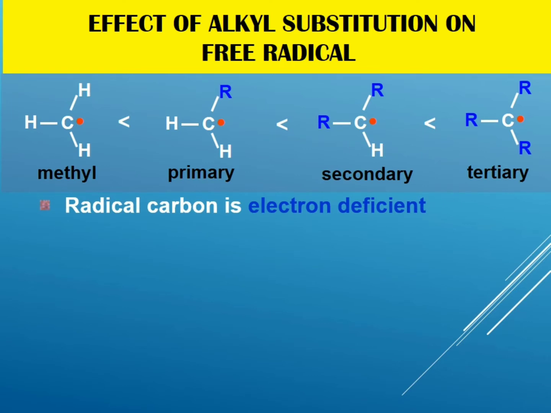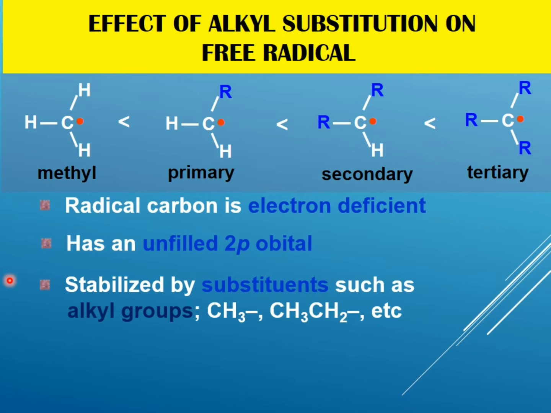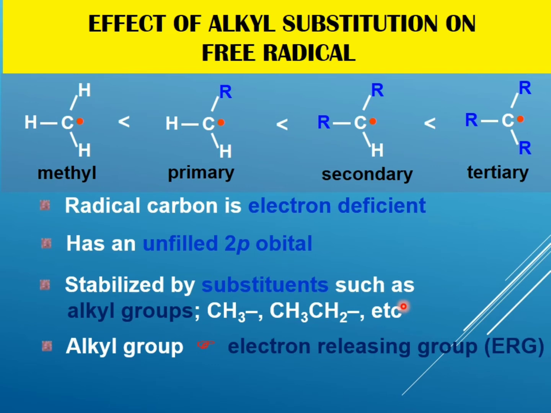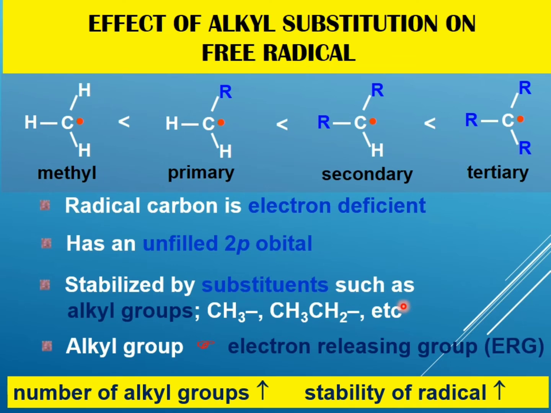As we know, a carbon free radical only has one electron, so it is electron deficient. It has an unfilled 2p orbital. So when it is electron deficient, it can be stabilized by substituents such as alkyl groups. Alkyl groups include CH3, CH2CH3, CH3CH2CH2, and so on. We say an alkyl group is an electron releasing group, so it will give more electrons to the free radical carbon. So the conclusion is, when the number of alkyl groups increases, the stability of the free radical will increase.